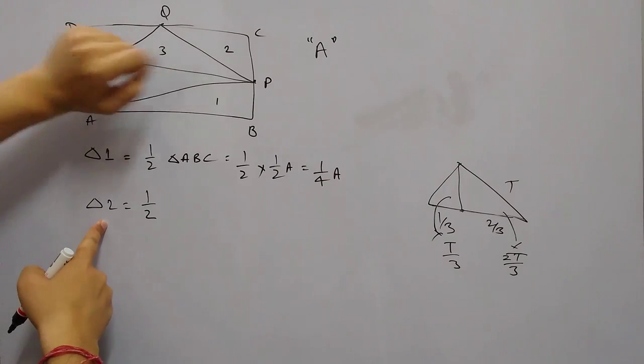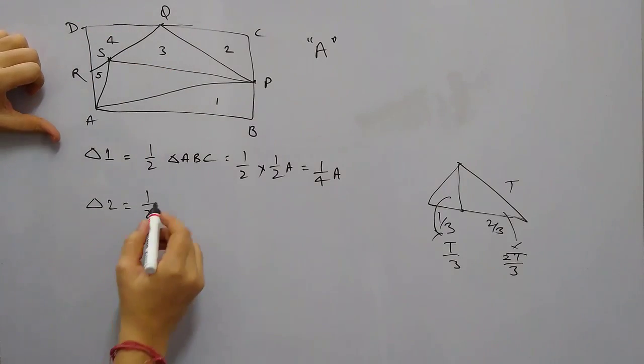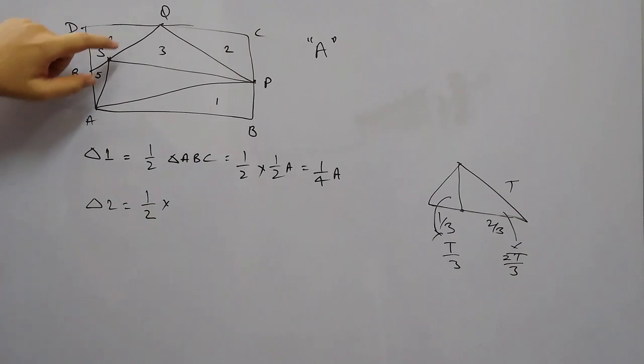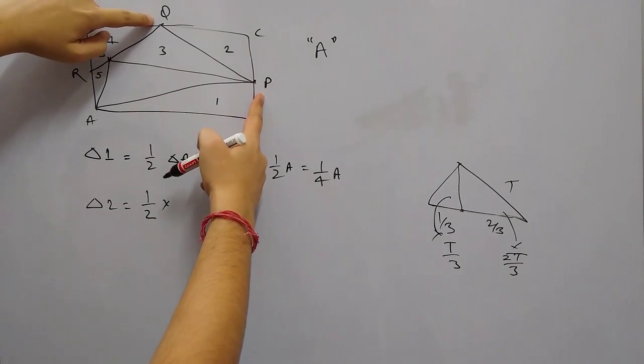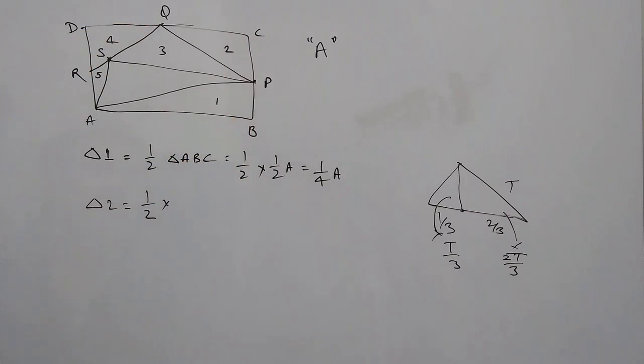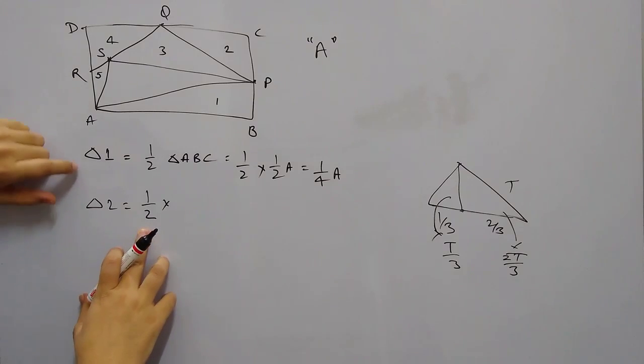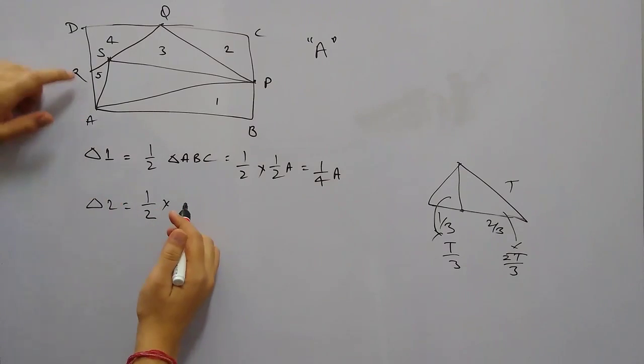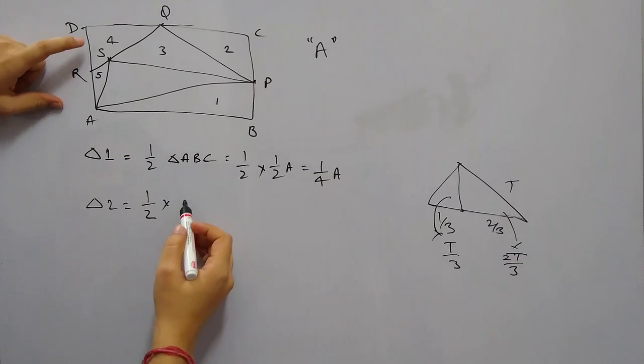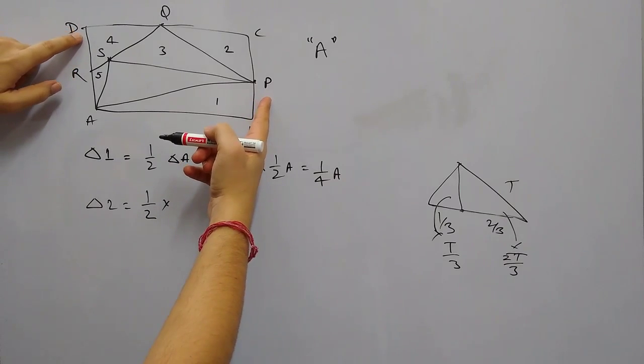So the area of triangle 2 is half of, and anyway, if you are joining two midpoints of sides of a rectangle, this will divide it into 1/4. You can directly write this, but if you are not getting that, see here. So the area of triangle 2 will be half into the area of triangle PDC.